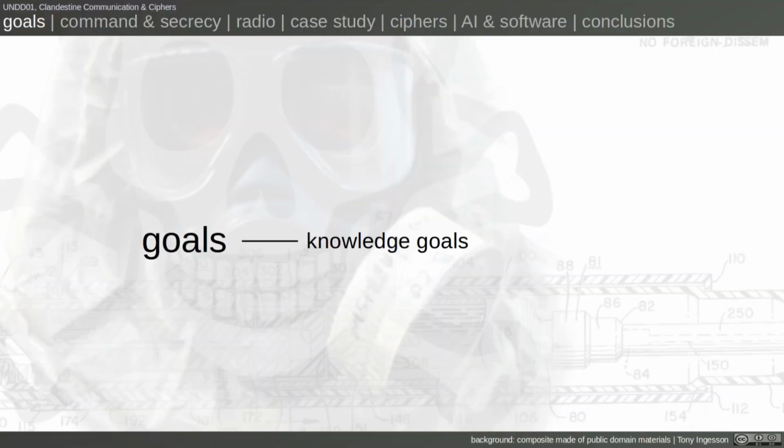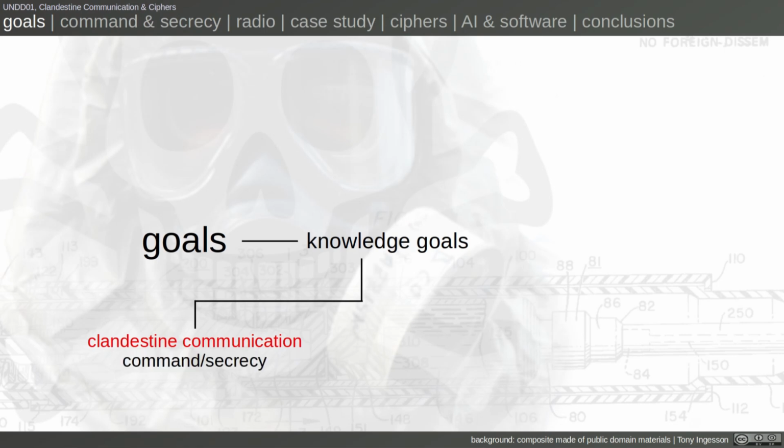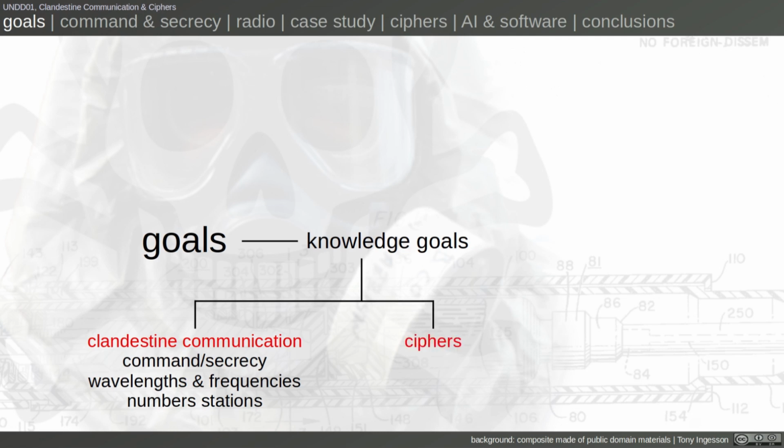The goals for this lecture are, first of all, to learn some more about clandestine communication. We're going to talk about how clandestine communications are used to exercise command, but also what they mean in terms of secrecy. We're going to discuss wavelengths and frequencies and how these two terms fit together, as well as number stations, what they are and if they still exist.